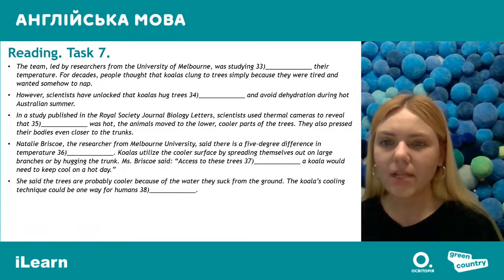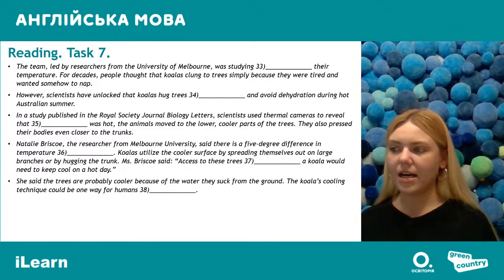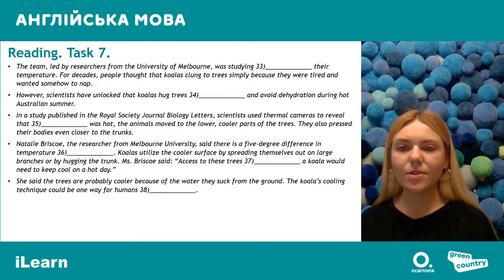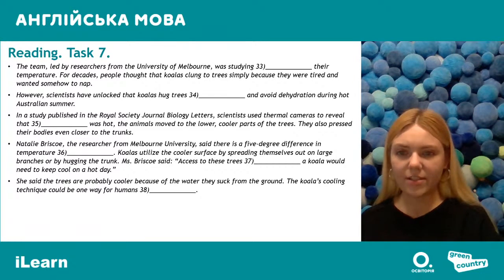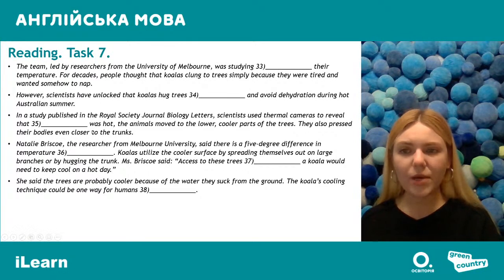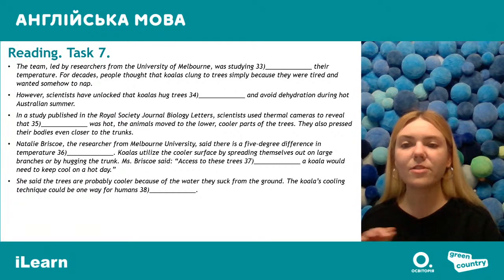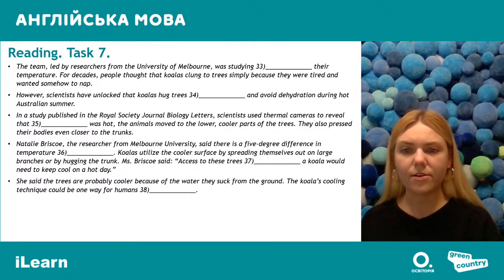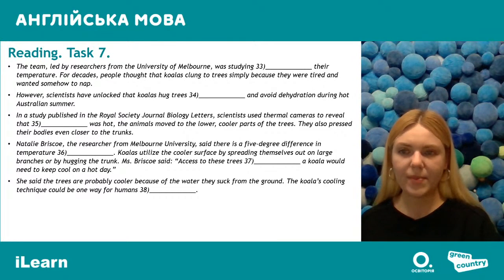Then, in number 35. So in 35, please look at what goes after the gap. So after the gap, we have was. So we understand that before was, we need to use a noun, so a singular noun. A noun in singular or an uncountable noun.